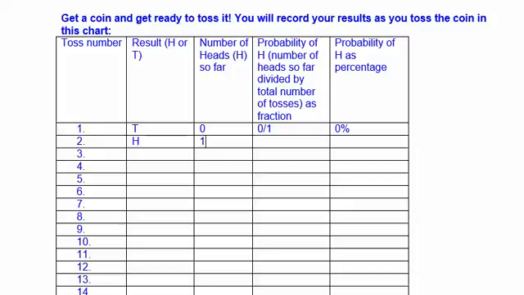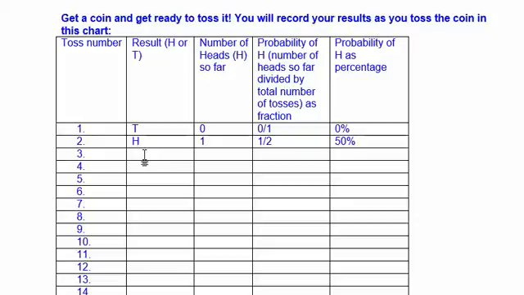So now I have 1 head because I had 0, now I have 1, so 0 plus 1. And for my probability of getting heads, I'm going to look at this row here. The total number of heads so far is 1. I'm going to divide that by the toss number, which was 2. So 1/2 is my fraction, which is 50%. If you're not sure about that, you take 1 divided by 2, and you get 0.5, and 0.5 is 50%.